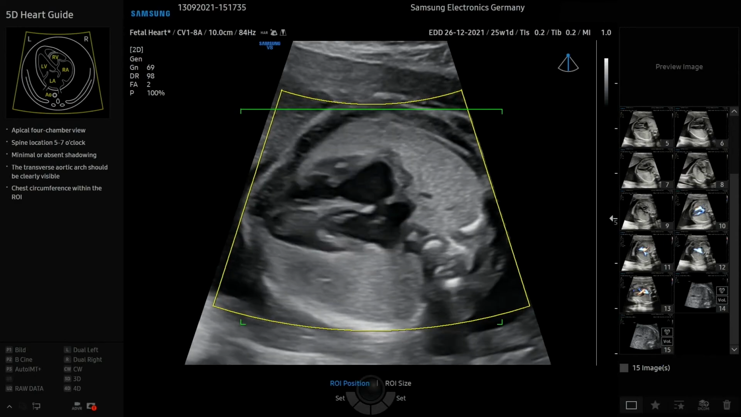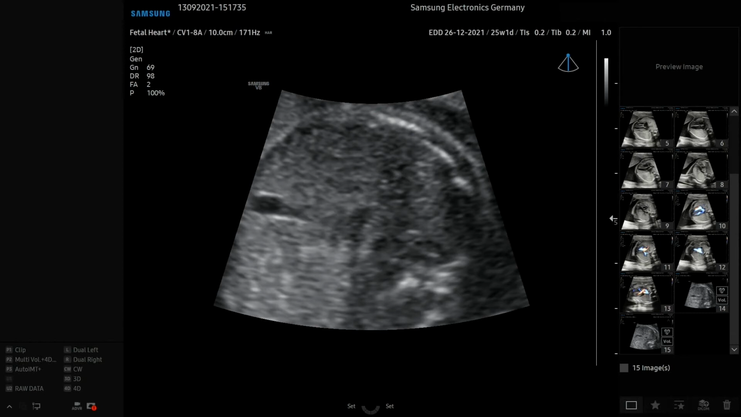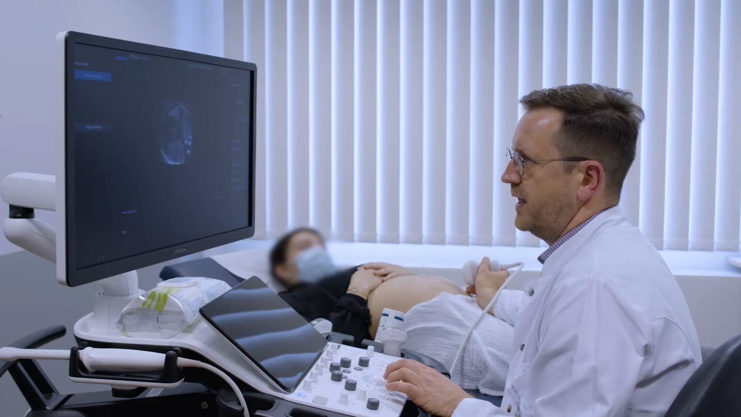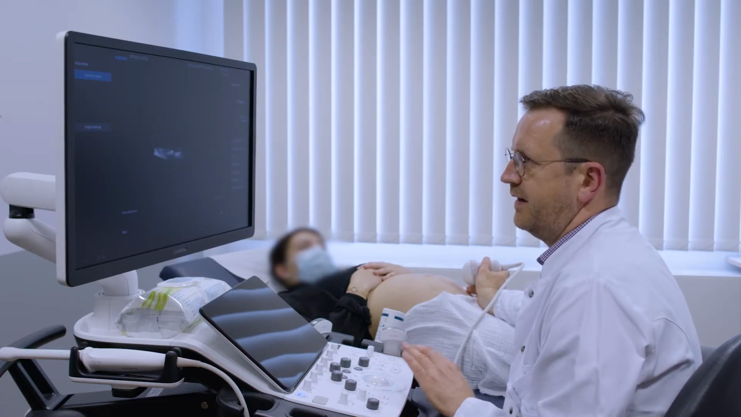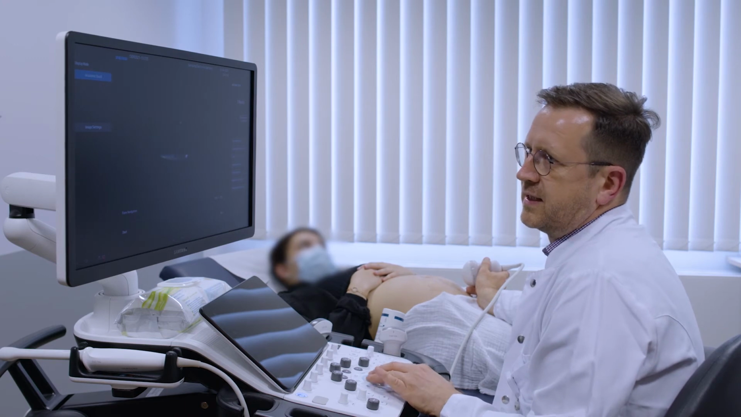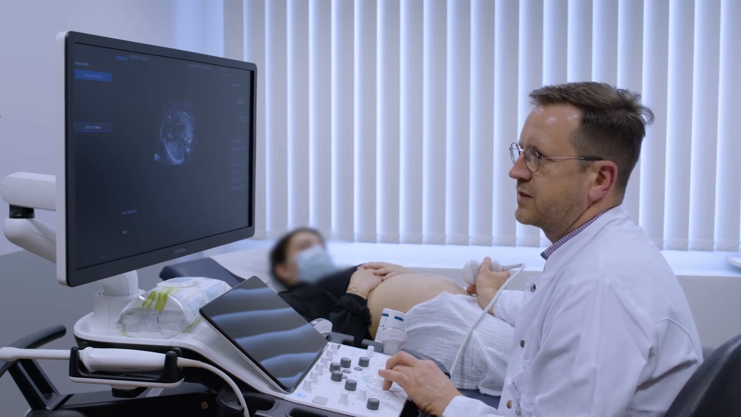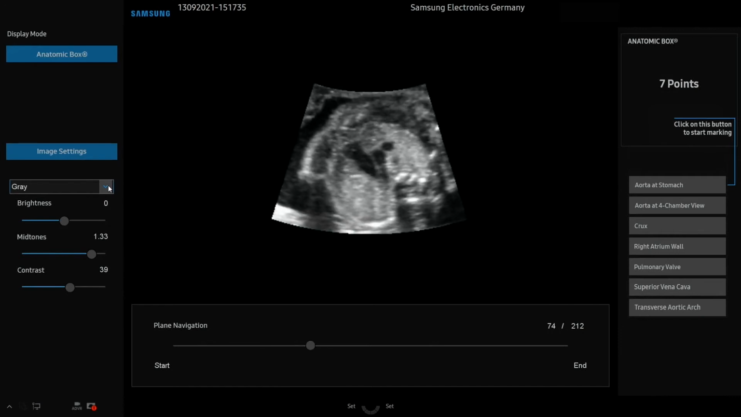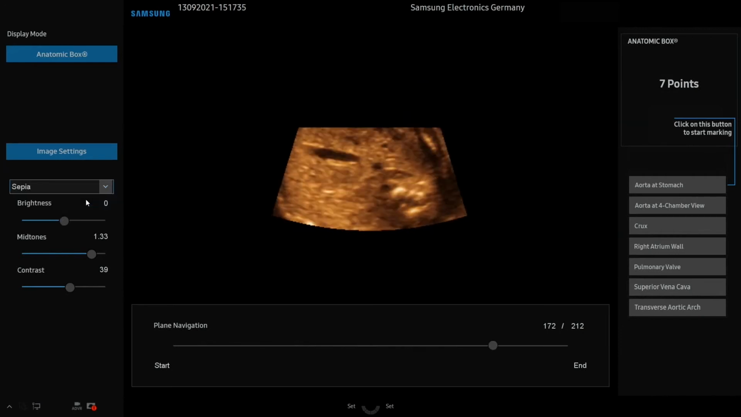So again 35 degrees, and I will acquire the volume within 1 second, and it's the so-called static 5D heart, and this means I acquired the volume in a very, very rapid duration of the scan, 1 second, and I have the entire anatomic structures within this volume, and I can apply the 5D heart tool to assess the anatomic structures here, and I prefer to do this in sepia color.